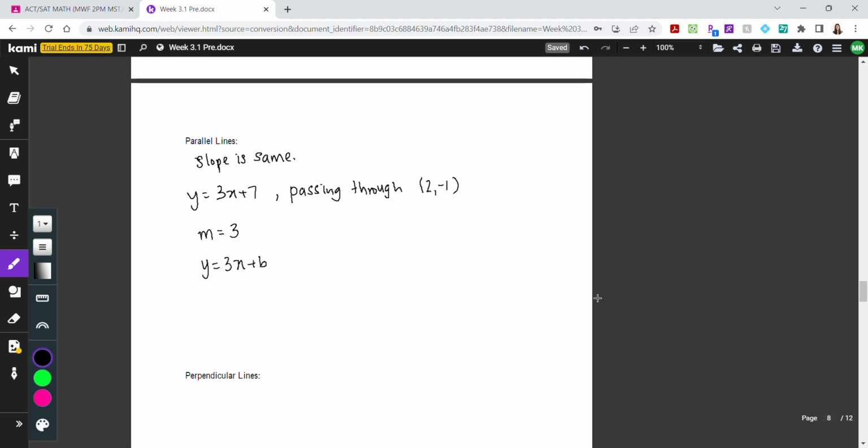We don't know what b is, but we're going to find out by plugging this in. So we're going to get negative 1 equals 3 times 2 plus b. b would equal negative 7. Therefore, our equation of the parallel line is y equals 3x minus 7.